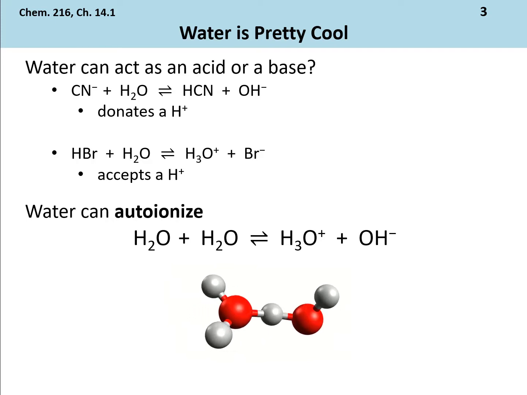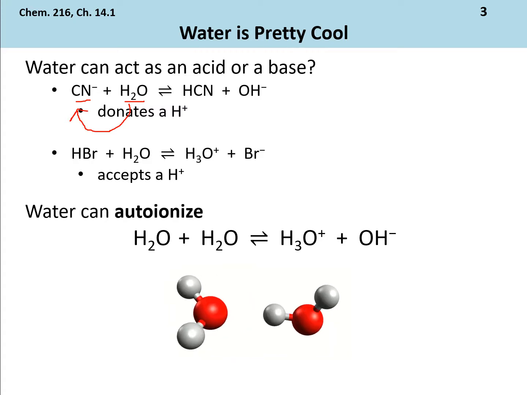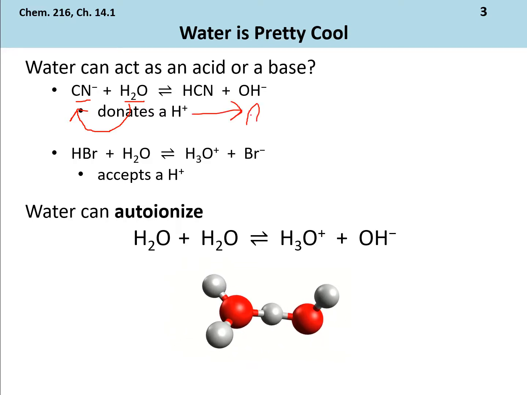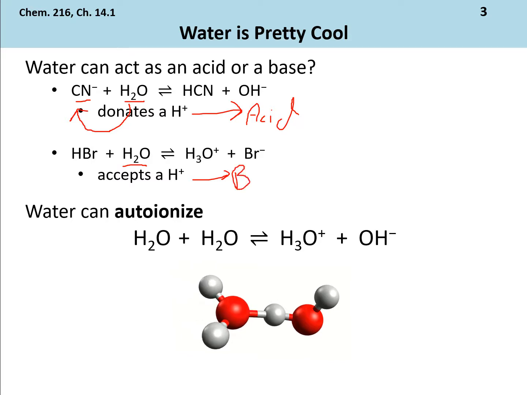But look at these two reactions. If I have CN- plus H2O, the hydrogen can be lost by the H2O to go to the CN-. So here, H2O is donating an H+. That makes it an acid. In the second one, HBr loses an H+, whereas H2O gains an H+. That makes it a base. So it can be both an acid and a base.